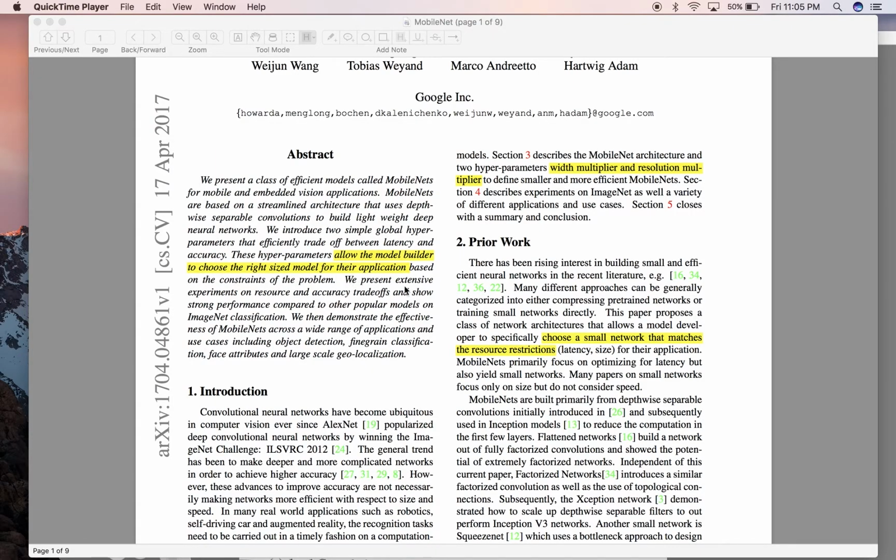And finally, they say that we present extensive experiments on resource and accuracy trade-offs and show strong performance compared to other popular models on ImageNet classification. So ImageNet is a very popular dataset that researchers use to benchmark their results against each other. And then we finally demonstrate the effectiveness over a wide range of applications, including object detection, classification, face attributes, and large-scale geolocalization. So basically, their architecture can be used for many different use cases.